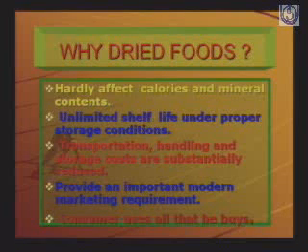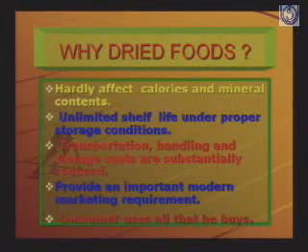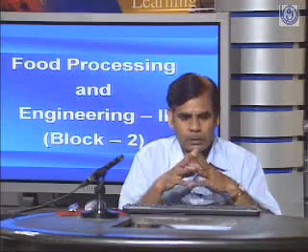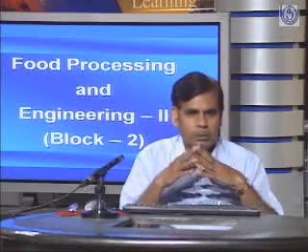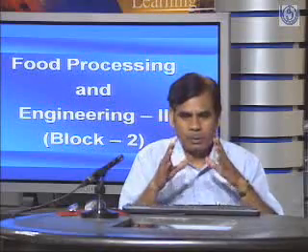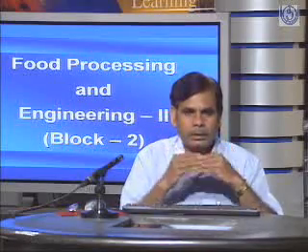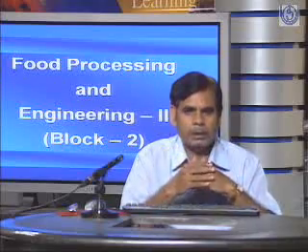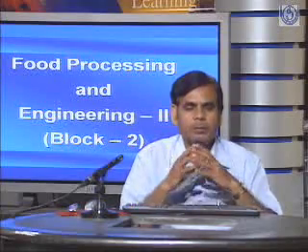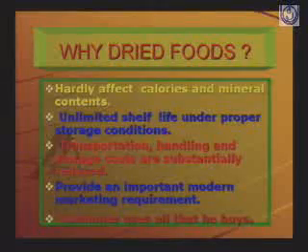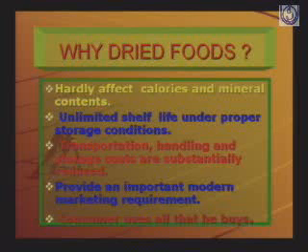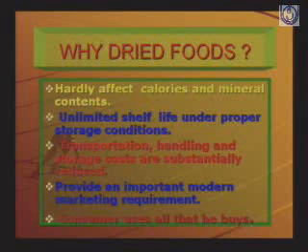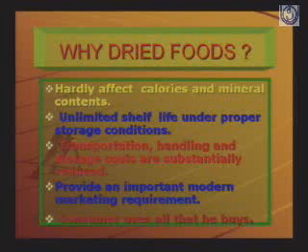Then transportation, handling, and storage costs are significantly reduced. As I have discussed earlier, drying reduces the weight and bulk, so if you transport over a longer distance or store in proper storage conditions, it requires less packaging, less storage, less handling, and less cost. Then you can provide for uniform modern marketing requirements, meaning different localities require different types of product. For example, some people want powder form, sometimes cube form, sometimes slices form.